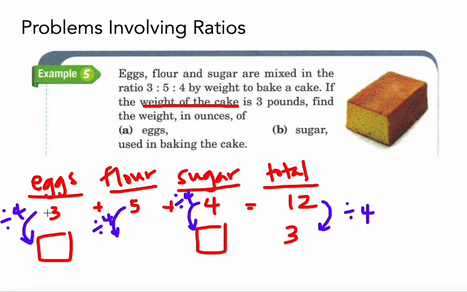So I end up with 3/4 pounds of egg, not 3/4 eggs. These are pounds. 5/4 when it comes to the flour, and then 4 divided by 4 is 1 pound of sugar. They just wanted to know eggs and sugar though. So for the eggs, it's 3/4 a pound of eggs, and for the sugar, it's 1 pound. Okay, that's pretty much it. So creating that table really helped me figure out how all the numbers are related to each other. Okay?